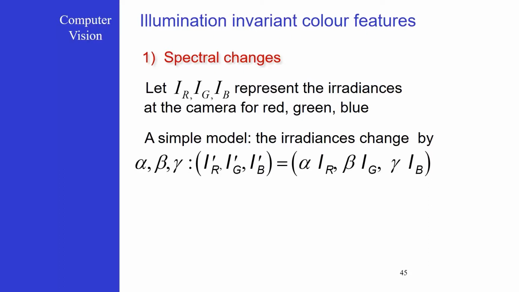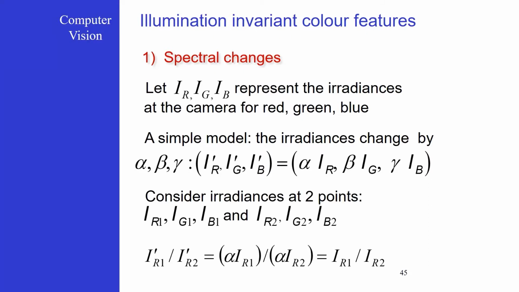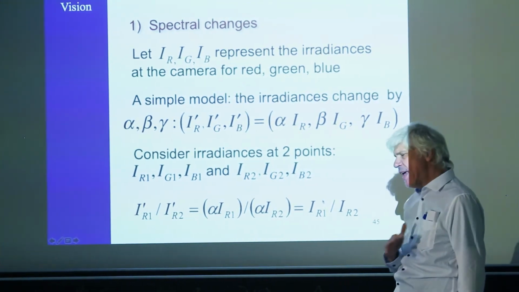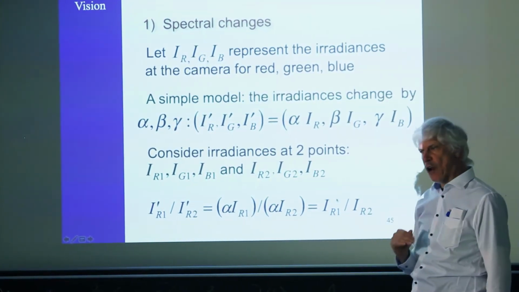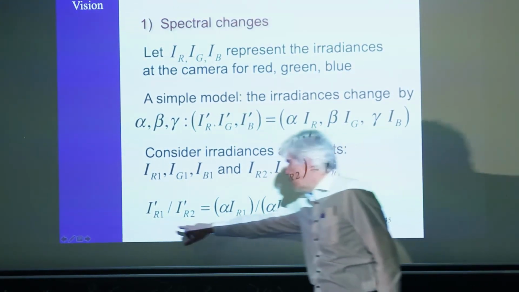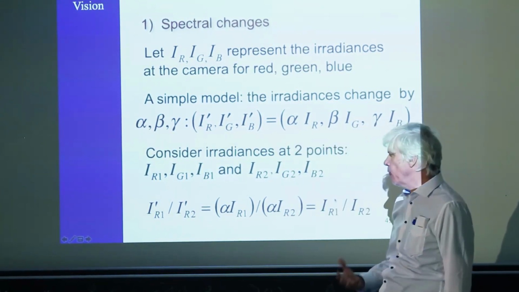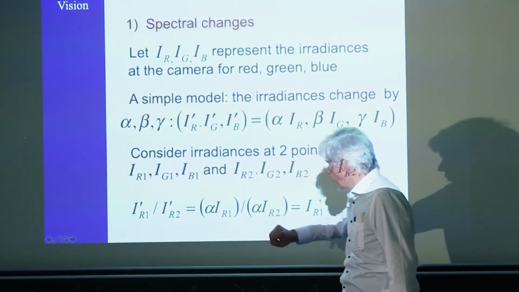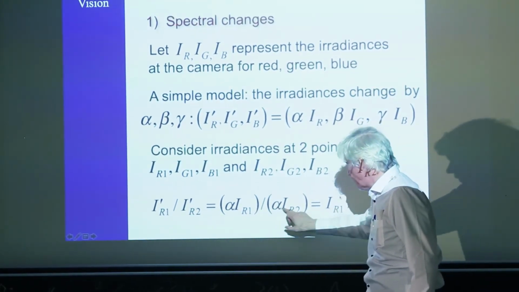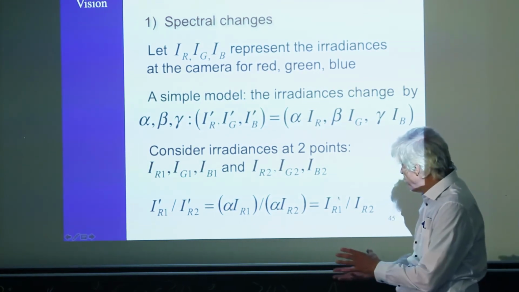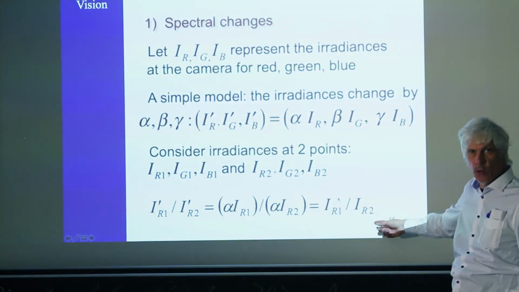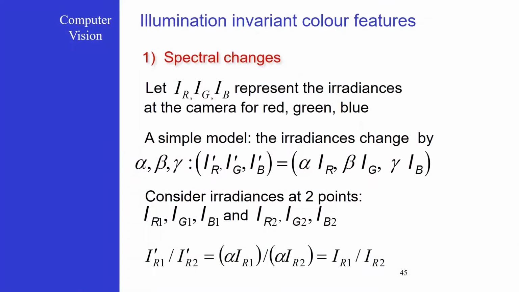But what we can do is to look at 2 different points. And if we have a change of spectral composition of the light source, we can make it disappear. For instance, we take the 2 red channels at these 2 points, and we take the ratio of the red channels at these 2 points. After the change of color of the illuminant, we have these prime values, which are alpha times the original red at point 1, and alpha times the original red at point 2. But you see that the ratio will make sure that alpha cancels out, and we are back at the original ratio, the original value. So it is as if nothing happened, even if the color of the illuminant has changed.